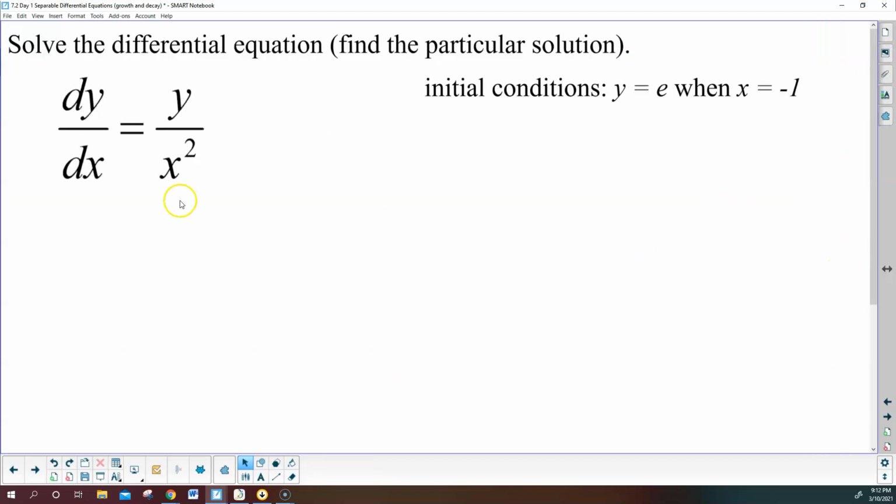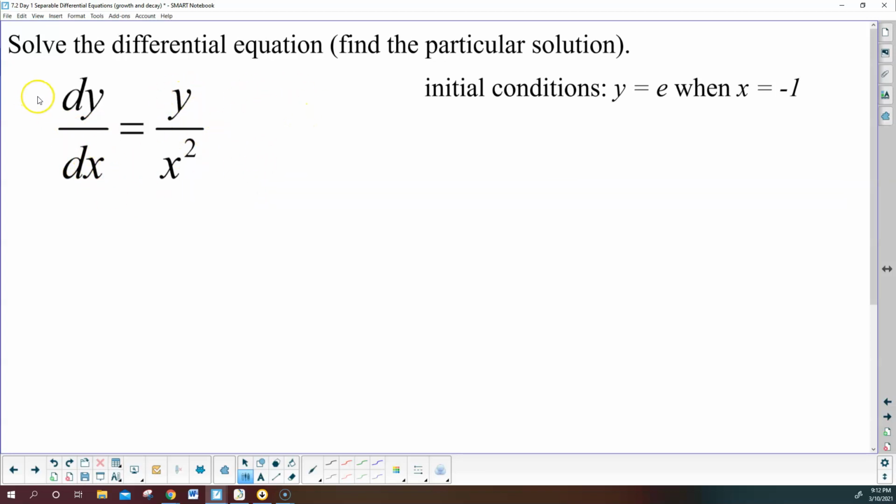Okay, so let's take a look right away. Solve the differential equation, find the particular solution. We have dy/dx equals y over x squared. You can see that the y's are not on the same side as dy, and the x's are not on the same side as dx. Now here's the hint. The dy needs to be in the numerator. So this dx, see how it's in the denominator? It's going to have to move over here. So that means my x's have to be on the right-hand side.